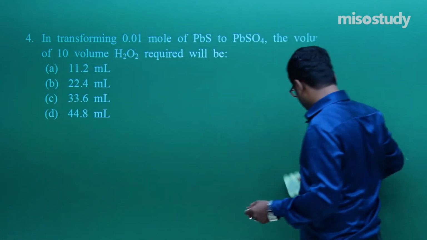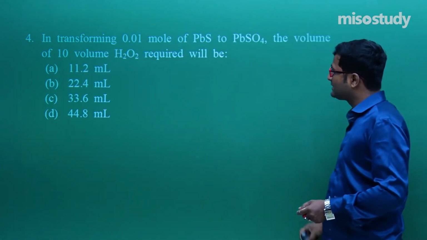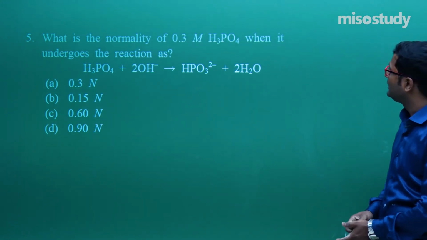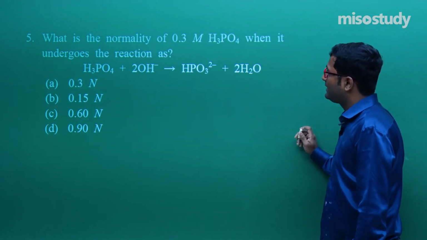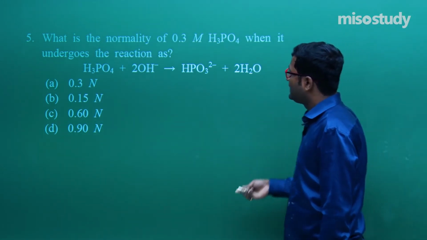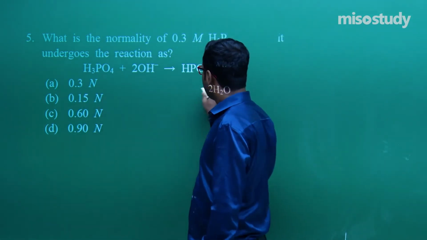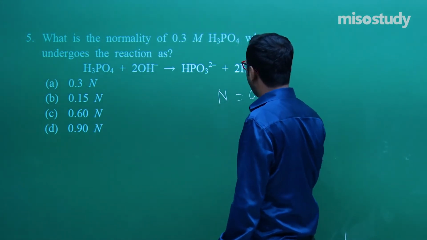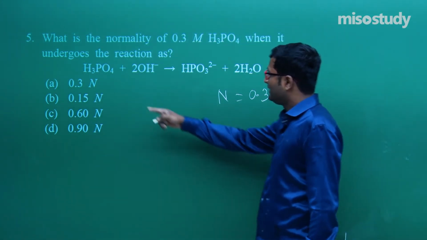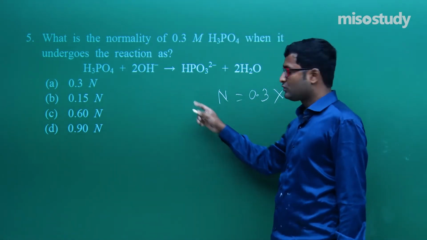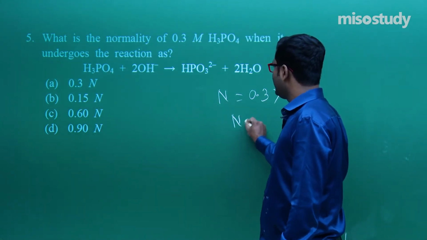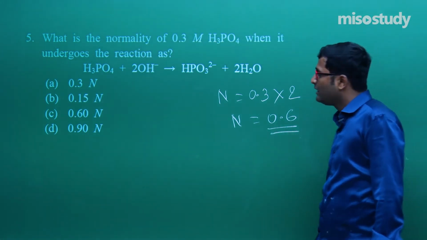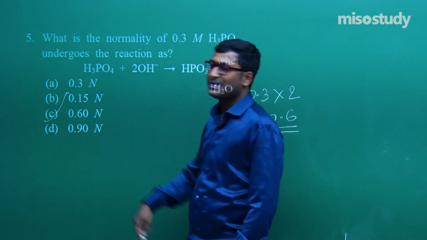Now let's move to the next section of the question. What is the next question? What is the normality of 0.3 molar H3PO3 when it undergoes the reaction? It's very simple. That is normality. Normality is equal to 0.3, and how much hydrogen is lost here? That is 2 hydrogen, H3PO3. So multiply by 2. So N is equal to 0.6. This is very simple. So for this, C is the correct option.